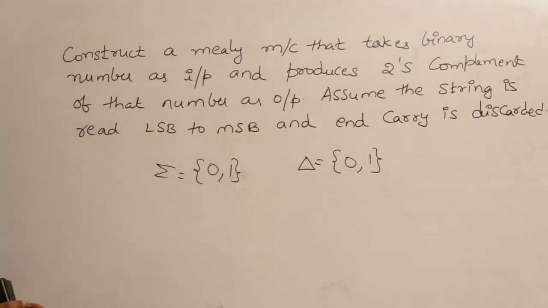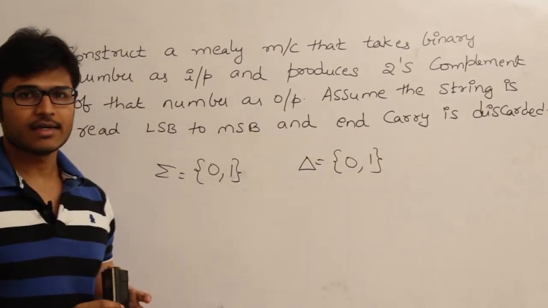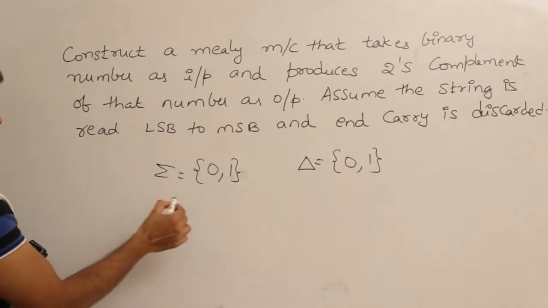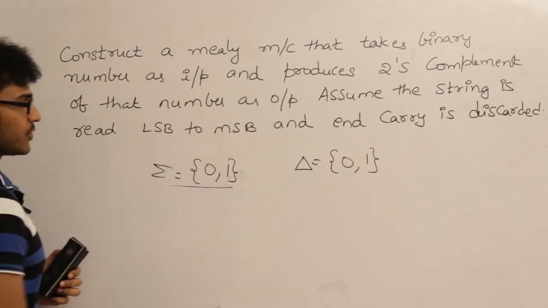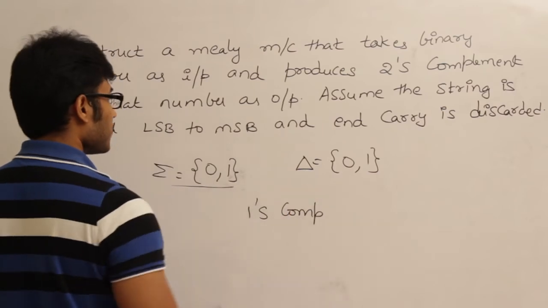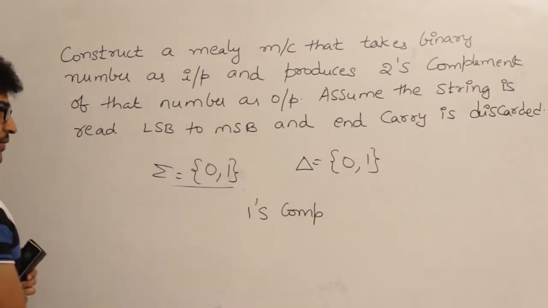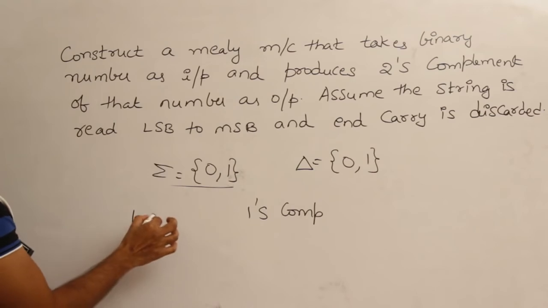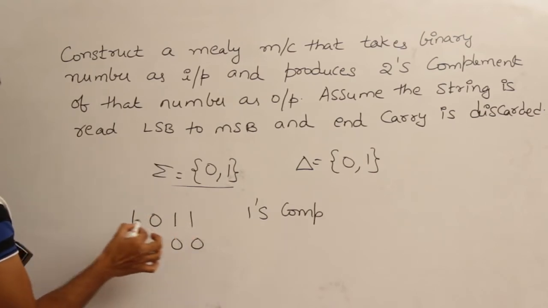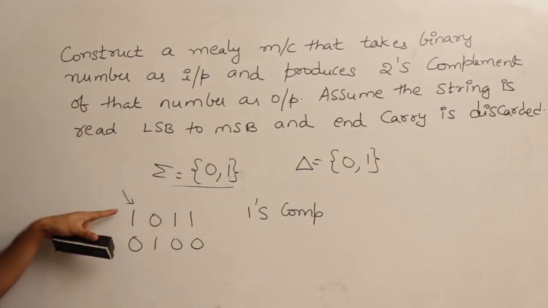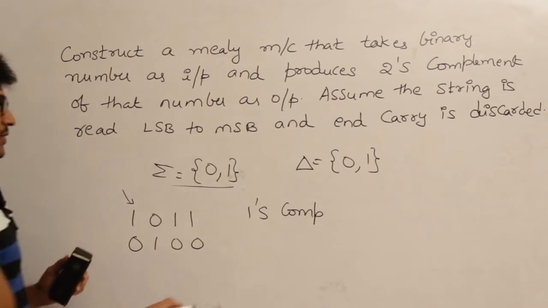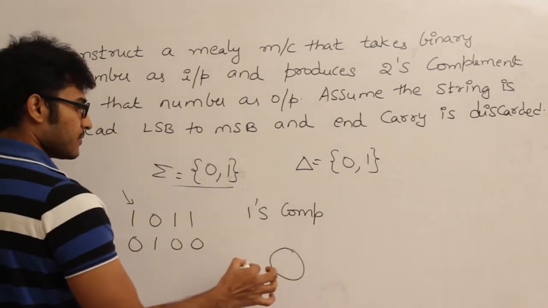Okay, so before actually doing this problem, let us try to do some simple problem where I'll take a binary number as input and I'll produce the 1's complement as output. That will be simple. What is 1's complement? Let us say I have 0 1 1. The 1's complement is 1 0 0. Wherever you see 1, convert it to 0. Wherever you see 0, you convert it to 1. So that must be very simple.